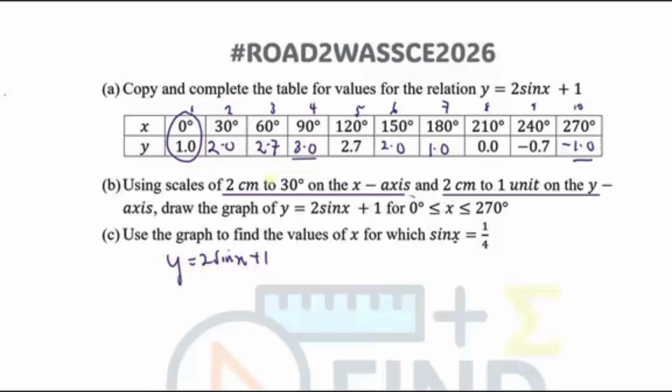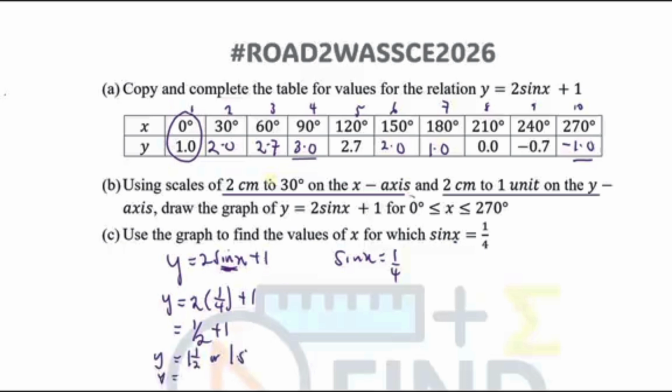One easy way is substituting, because we know sine x is equal to 1/4. So it means that we know the value of sine x. We'll substitute it. So we can say y is equal to 2 into bracket, what is sine x? That is 1/4, plus 1. 2 times 1/4 will give us 1/2 plus 1. That will give us one whole number, 1/2, or 1.5. So we can say y is equal to 1.5.